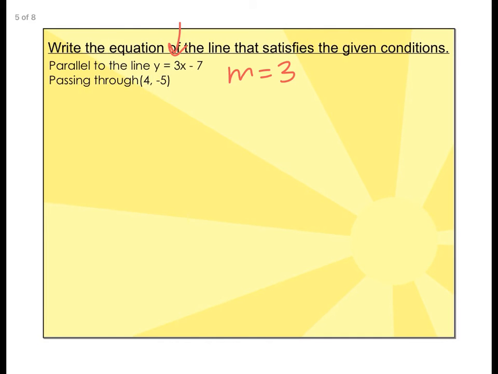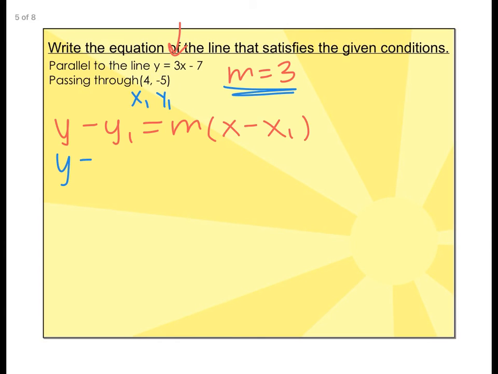I also know I want it to go through (4, -5). So again, I have a point, this point, and I have a slope. So I'm going to put it in point slope form. y minus y1 is equal to m times x minus x1. And I'm going to plug in what I have. So (4, -5) is my x1, y1, and then I have my slope here. So I have y minus a -5 is equal to 3 times x minus 4. So this is going to turn into a plus.